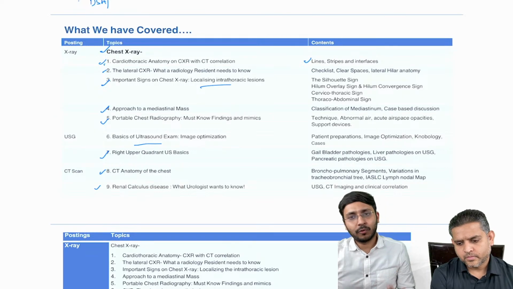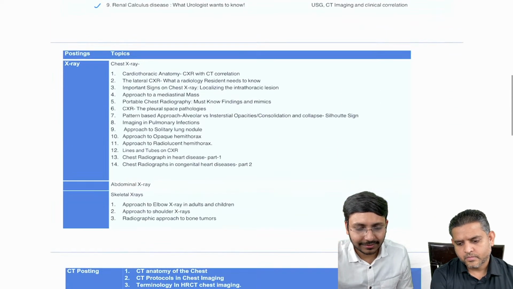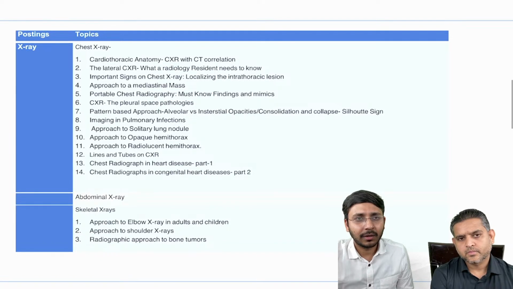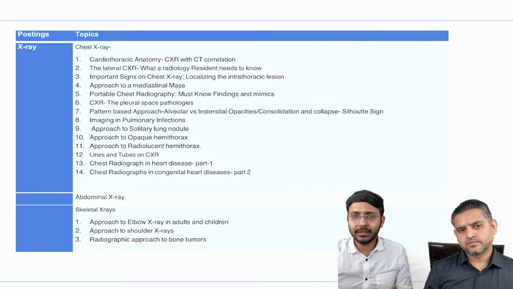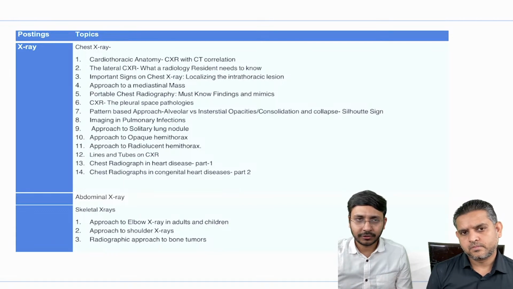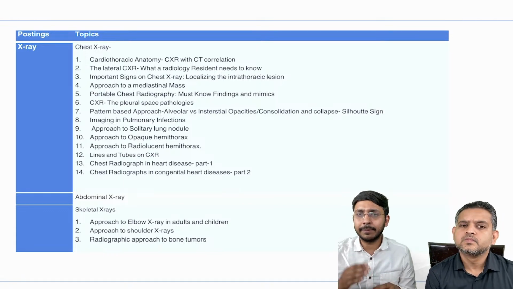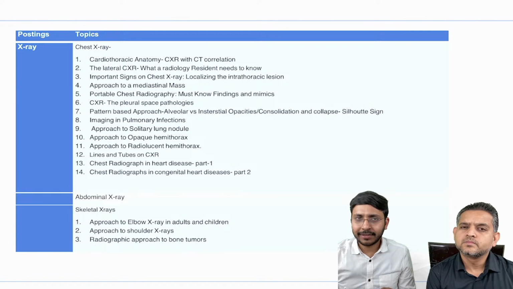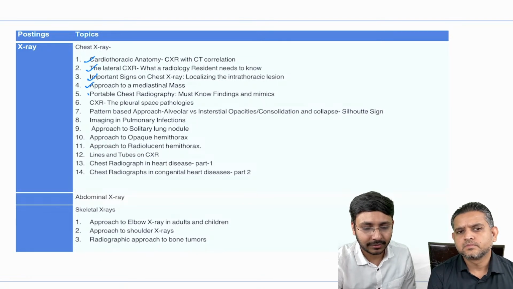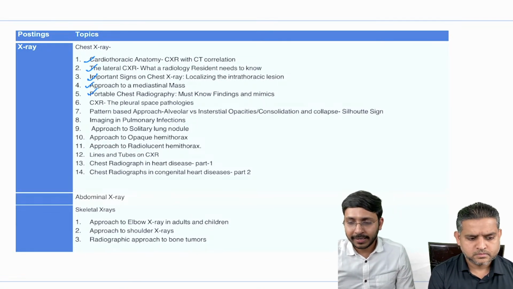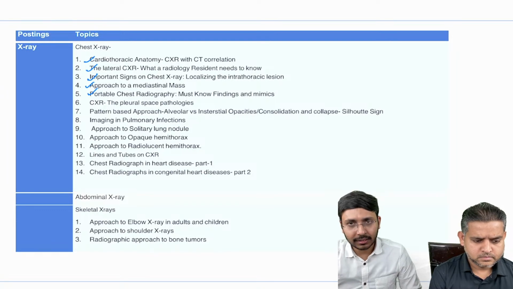Now, what is the way forward? This is our plan for this year. It is not a complete, exhaustive list; I have, in a hurry, mentioned a few topics that we will be taking classes on. We are done with cardiothoracic anatomy, lateral chest X-ray, important chest X-ray signs, approach to mediastinal mass, and portable chest radiograph. We'll be taking a few other important classes as well.